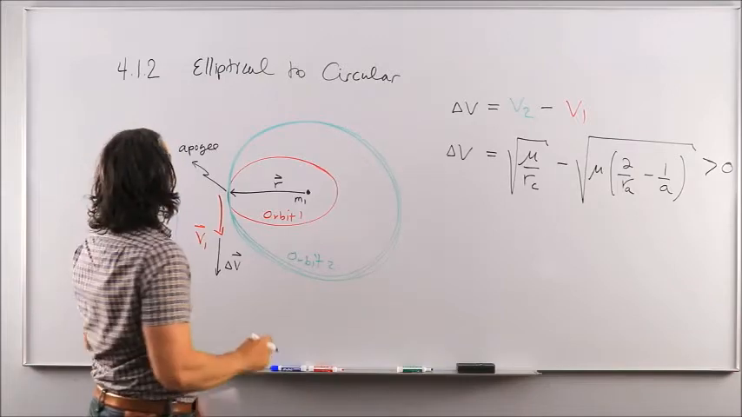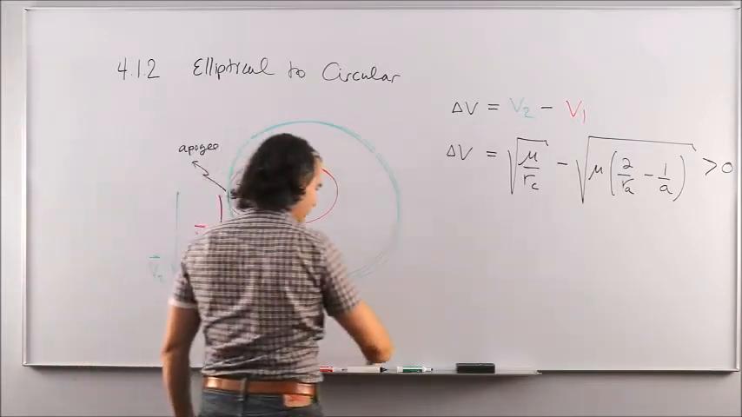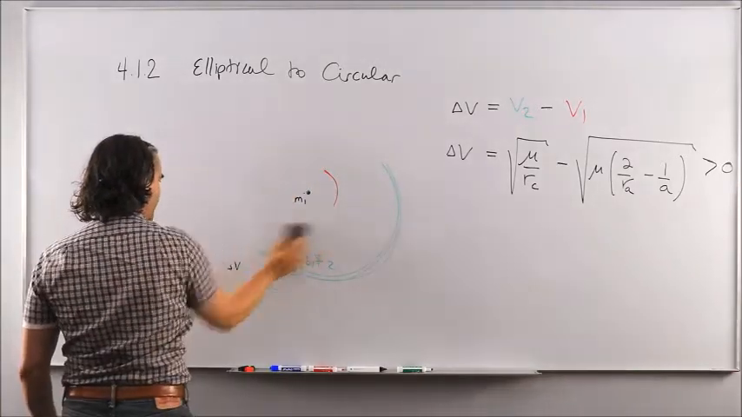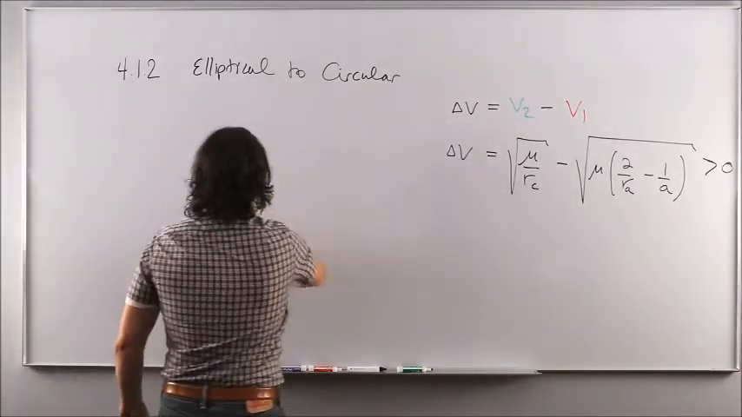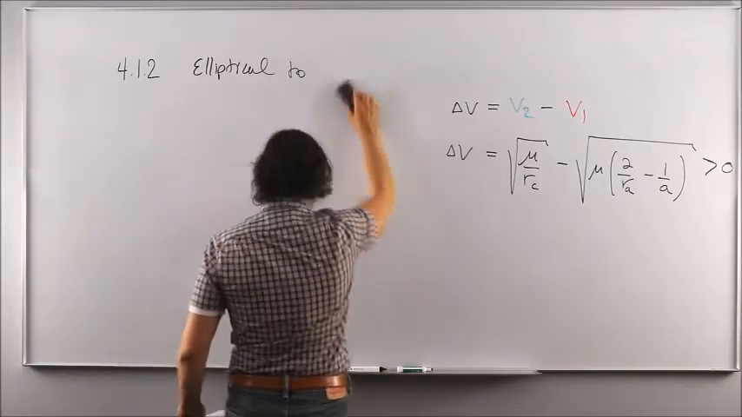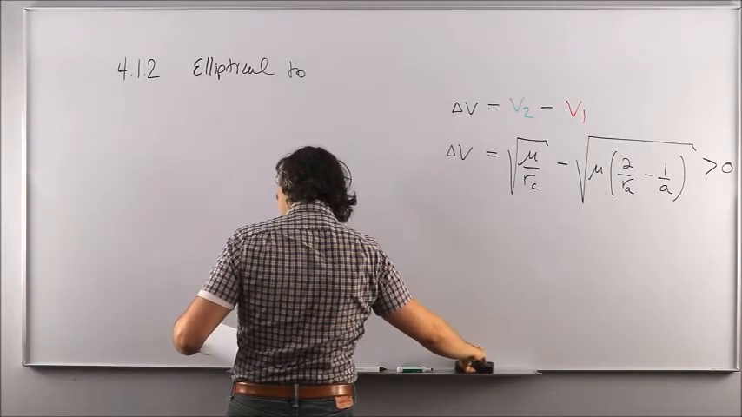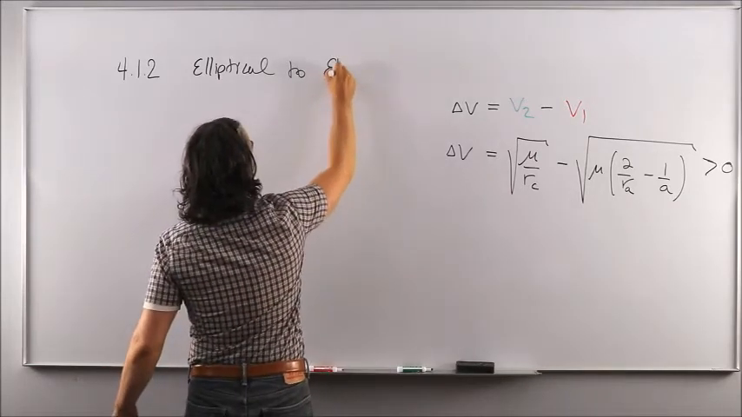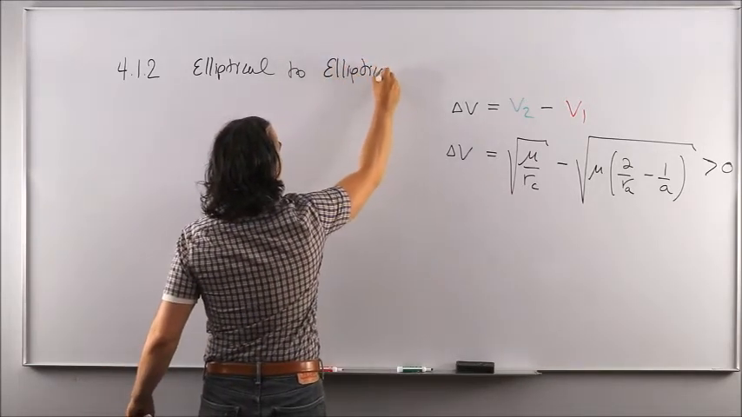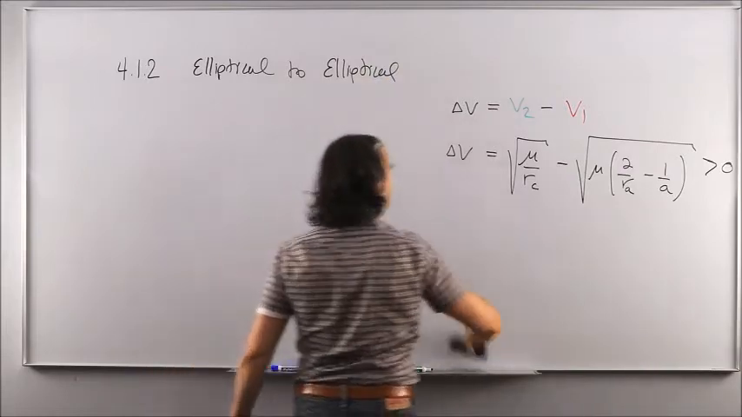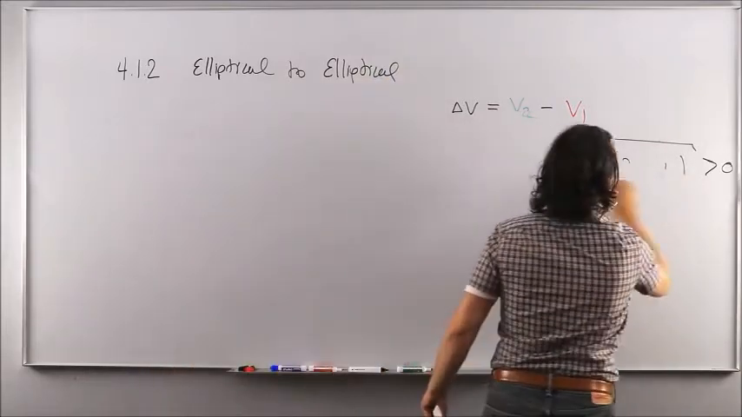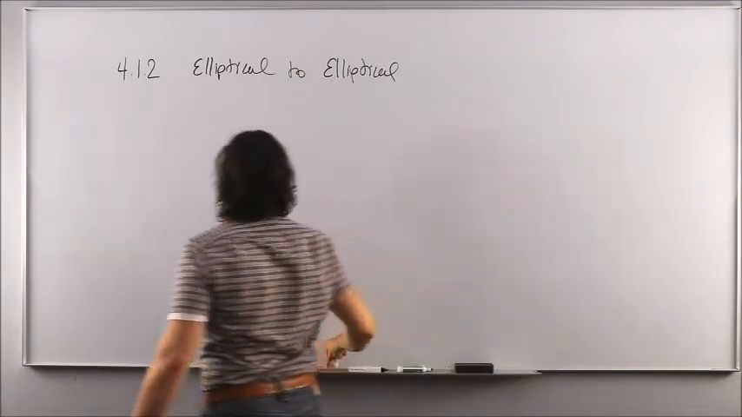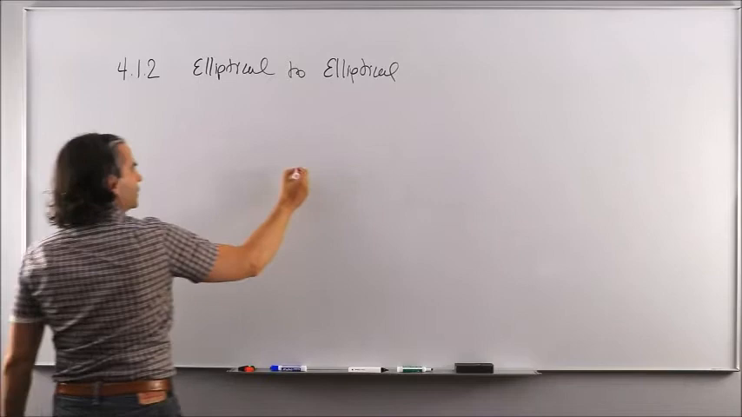Okay? So that was elliptical to circular in both cases, where the initial is either smaller or larger than the final orbit. And obviously, the third situation in 4.1.3 is to go from elliptical to elliptical. Okay, so elliptical to elliptical.